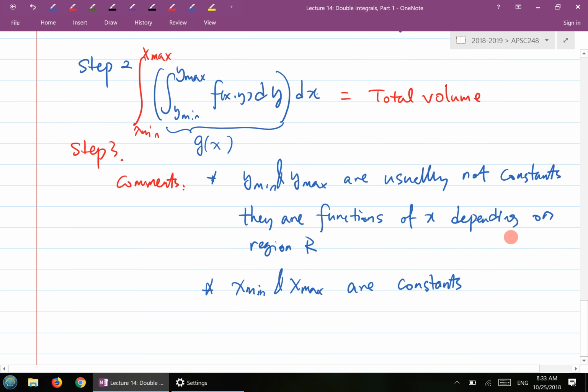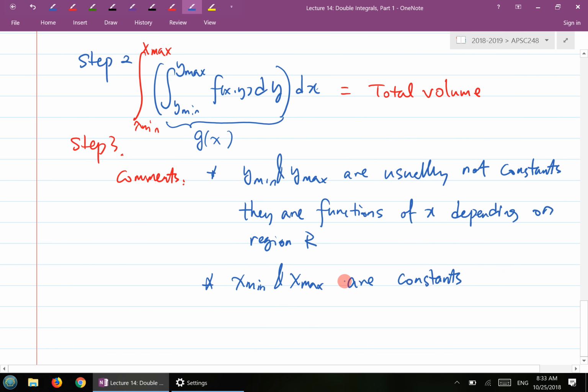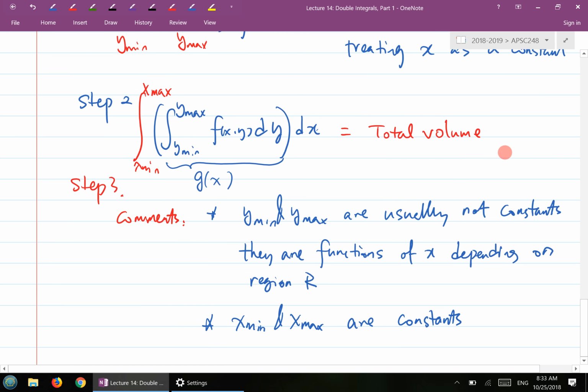So that's why these two have to be constants. Okay, so this is essentially the idea of generating this double integral, but the key is to find the limits appropriately. All right, now before we show you an example of it here.